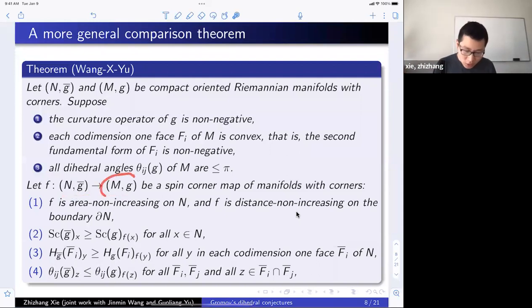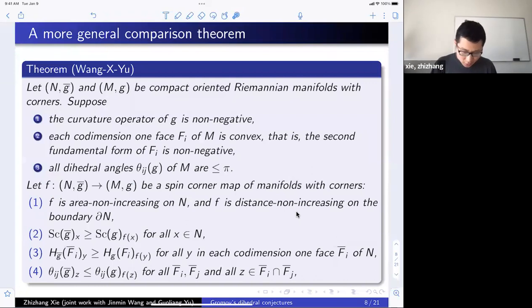In other words, I will explain this condition in more detail. Basically, the spin map means if M turns out to be spin, then this condition means N has to be spin as well. But it's weaker than that. I'll give the details in the next slide or the slide after. And also there's a technical assumption that this map is a corner map. Corner map just means it should respect the corner structures of N and M. You should not have some crazy degeneracy of these corner structures.